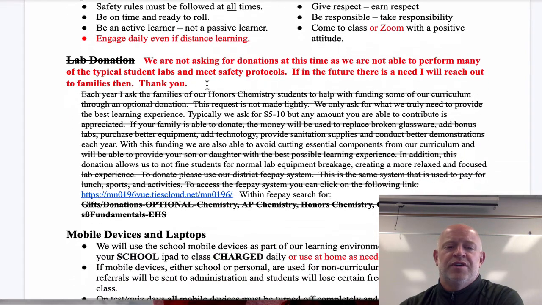In years past, we've done lab donations because it's very expensive to do all the activities and labs that we do in my class. Unfortunately, this year, a lot of that is heavily diminished. One of the biggest drawbacks that I see going into this model is that with the safety protocols we have in place, and we do want to make sure we keep you guys safe first, the amount of lab time and hands-on collaborative labs and activities is going to be heavily reduced.